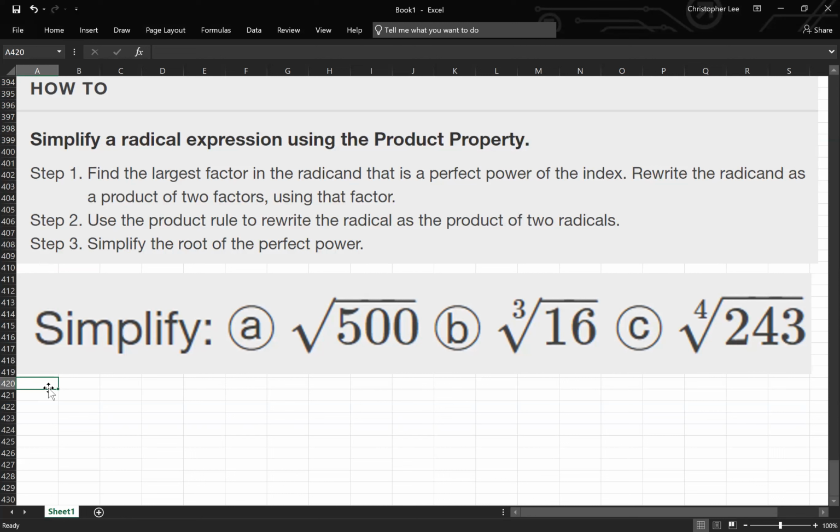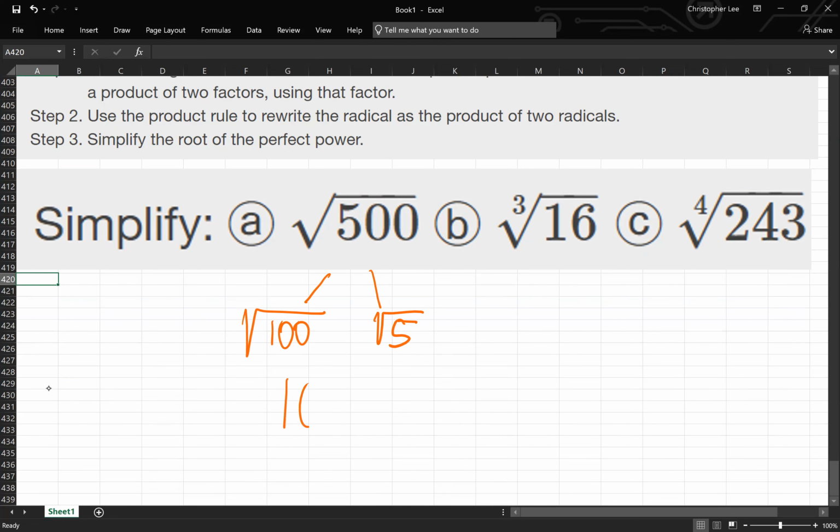All right. So I got 500 here. What's a perfect square? 100 times 5. That's what I'm talking about right there, right? So this is square root 100 times square root 5. And what's the square root of 100? So 10 square root 5. That's my answer. I'm done. That's simple. All right. What about B? What do you think about B?